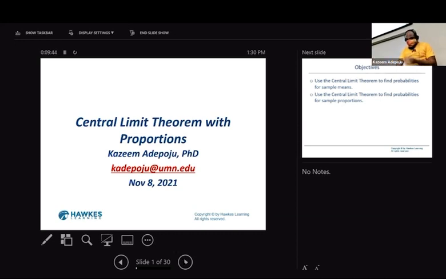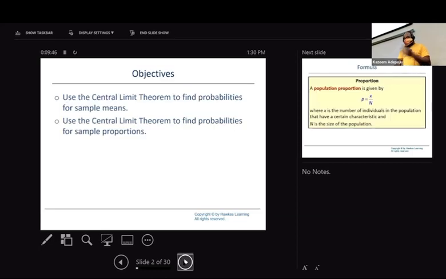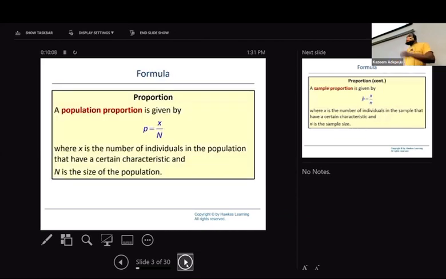Like I said, the outline today: we're going to use the central limit theorem to find probability for sample proportions. The first objective was achieved on Friday, where we focused on the sample mean. But the second objective is what's going to be our focus today. Now let's get started.